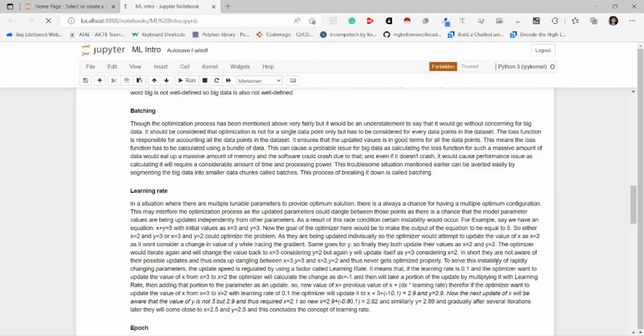To solve this instability of rapidly changing parameters, the update speed is regulated by using a factor called learning rate. It means that if the learning rate is 0.1 and the optimizer wants to update the value of x from x equals 3 to x equals 2, the optimizer will calculate the change as dx equals -1 and then will take a portion of the update by multiplying it with the learning rate, then adding that portion to the parameter as an update. So the new value of x equals the previous value of x plus dx multiplied by the learning rate.